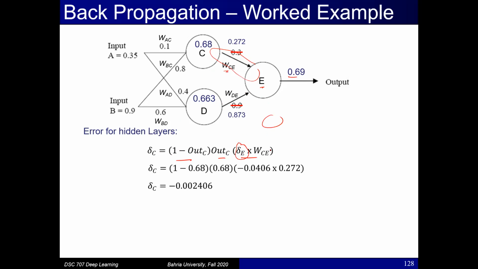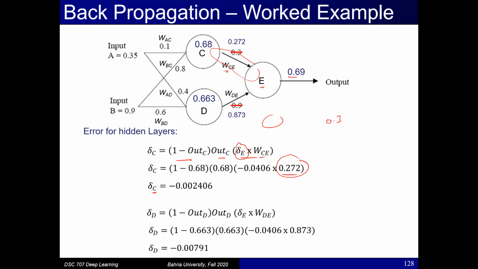But now the important thing is that you must notice that here we are using the new value of the weight. This original value was 0.3, but now it has been updated. So you are not using the previous value, you have to use the new or updated value, which is 0.272. So here you have this error at C, and similarly you can compute the error at D.